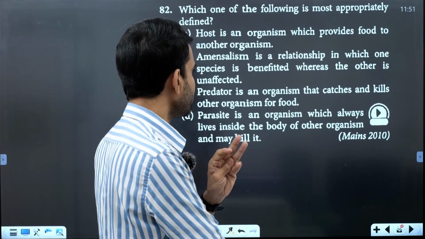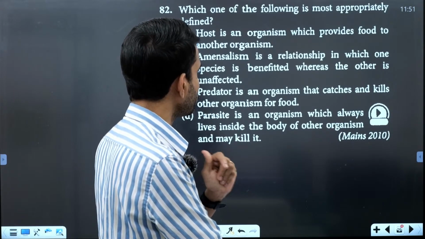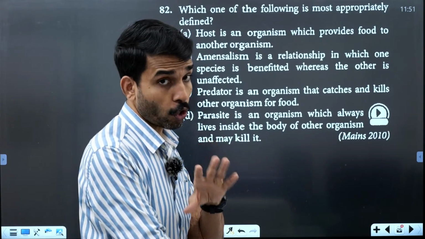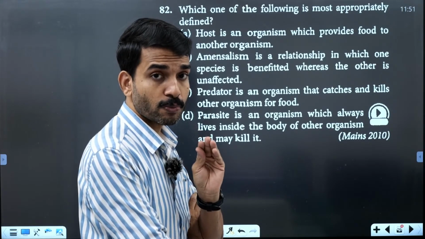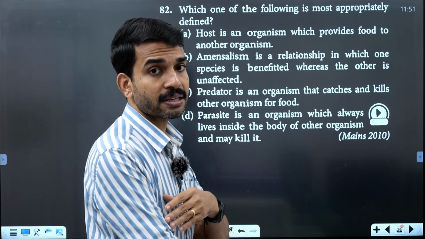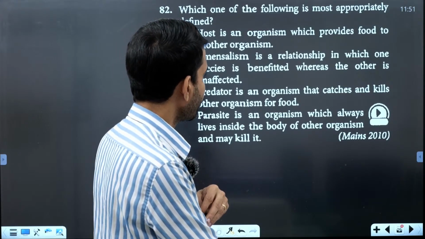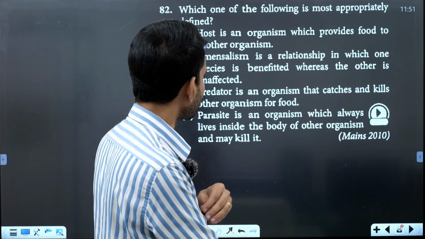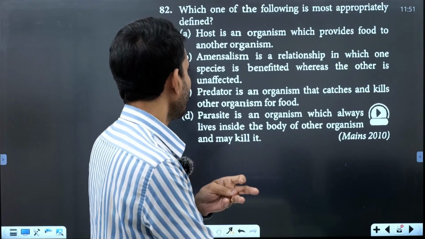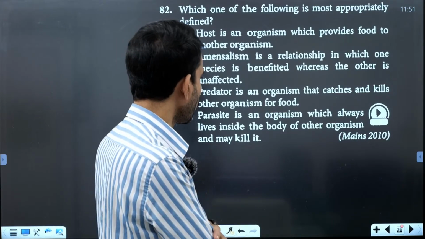Then amensalism is a relationship in which one species is benefited. In that sense it is wrong. One species will be getting harm and the other one is having some neutral effect. So that is wrong. Next one, predator is an organism that catches and kills other organisms for food. Okay, maybe that is right. Last one also we'll read.